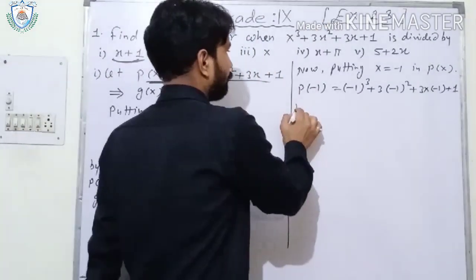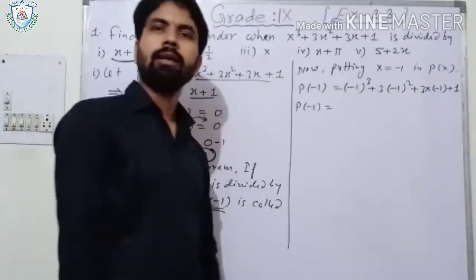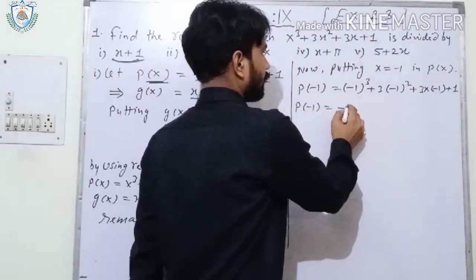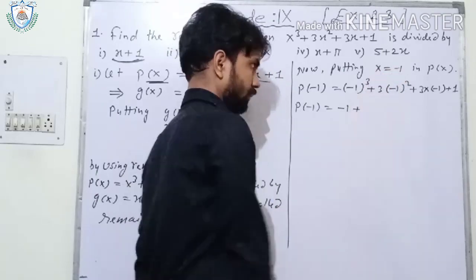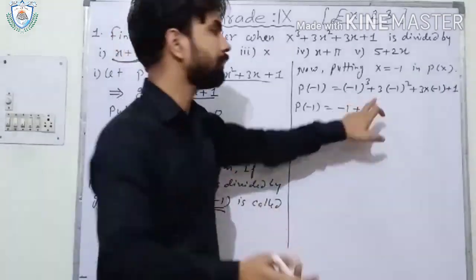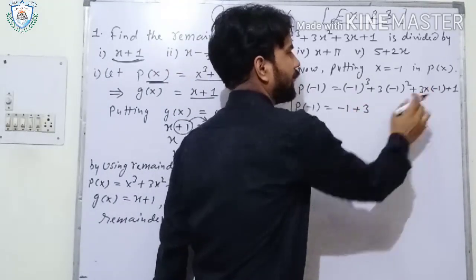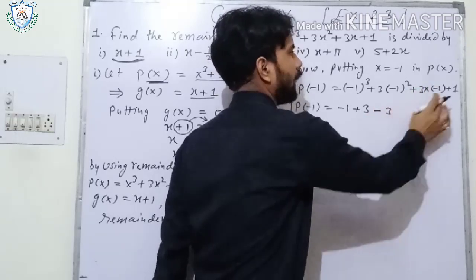Now see, p of minus 1 equals minus 1 whole power 3. Minus 1 whole power 3 gives you minus 1. Now plus minus 1 square gives you positive 1. Positive 1 multiplied by 3 is positive 3, so this is plus 3. Now plus 3 into minus 1. So plus into minus is minus, 3 ones are 3, and plus 1.